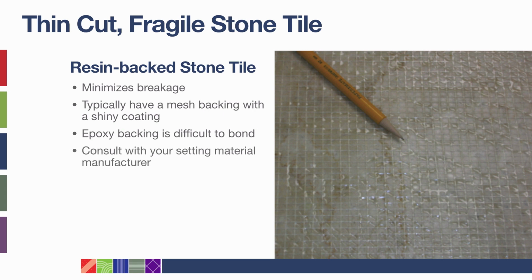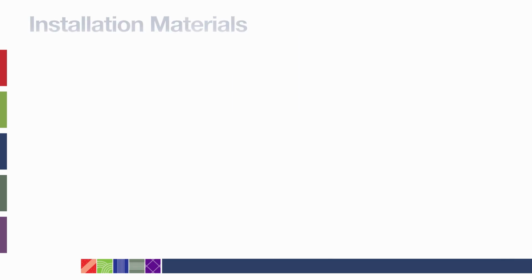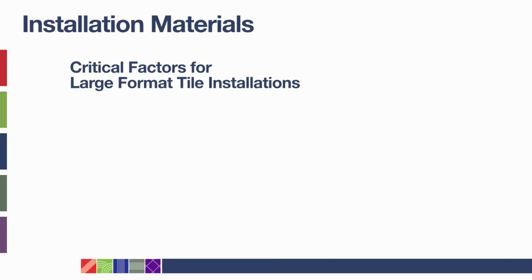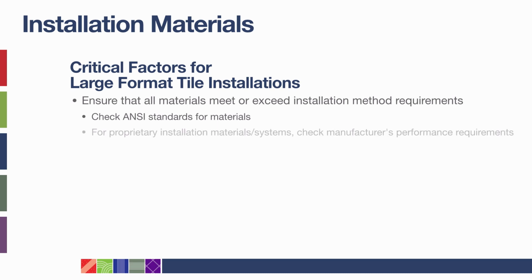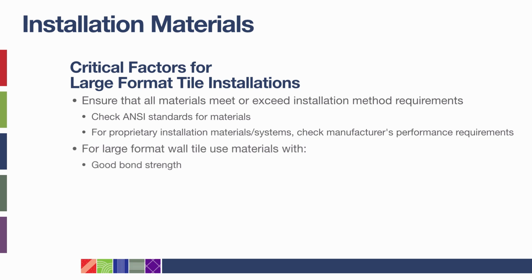If you observe this, remember to refer to setting material manufacturers for installation recommendations to minimize bond issues. When selecting the materials you will use to install large format tile, you must ensure that they meet or exceed installation method requirements. ANSI standards and manufacturers' performance requirements for proprietary systems can guide you through the selection process. The most important product performance requirement when installing large format tile on walls is good bond strength with non-sag capabilities to avoid tile slippage or falling during installation.